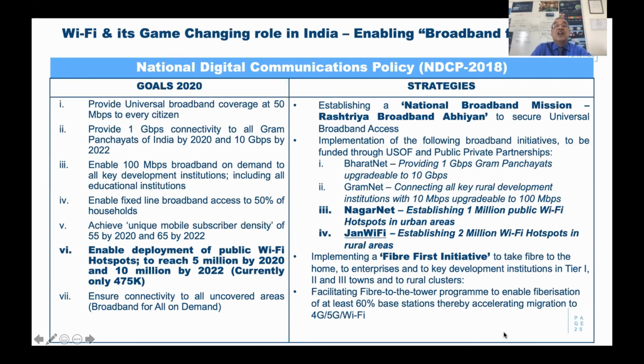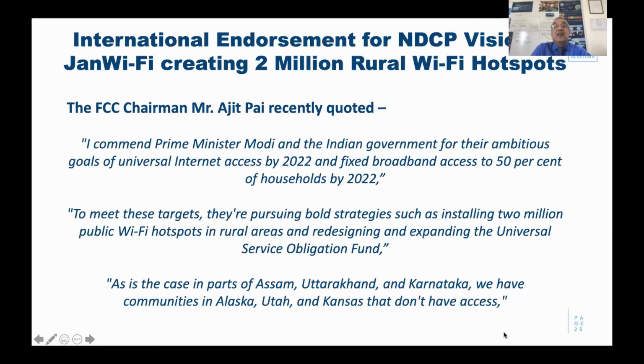India's National Digital Communication Policy, which came 2 years back, has goals for this year as well as after 2 years. And they have a goal to have 10 million hotspots in the next 2 years. Currently, we have less than half a million. So much growth has to happen, and there are different projects: BharatNet, GramNet, NagarNet, Jan Wi-Fi. So many projects are there which are being used.